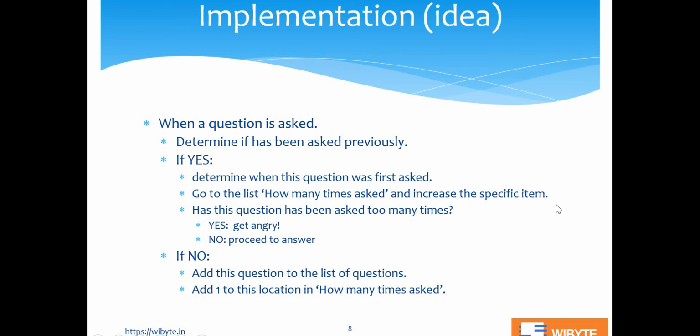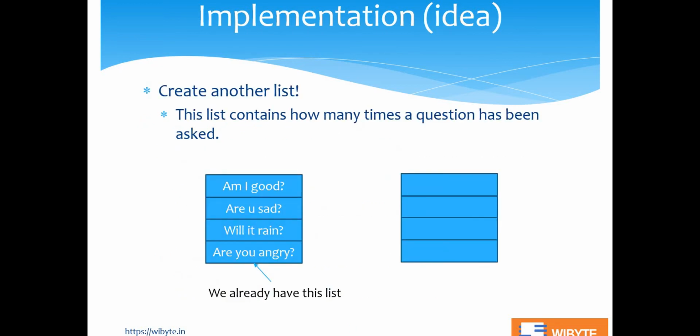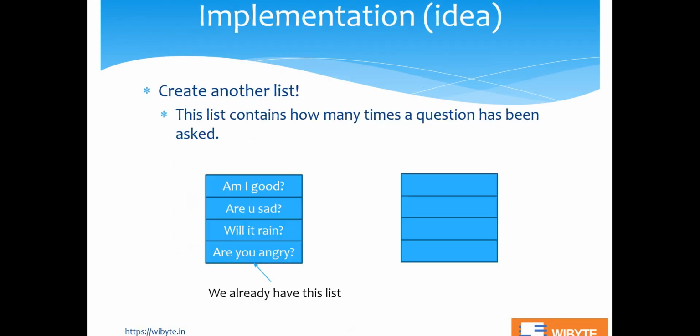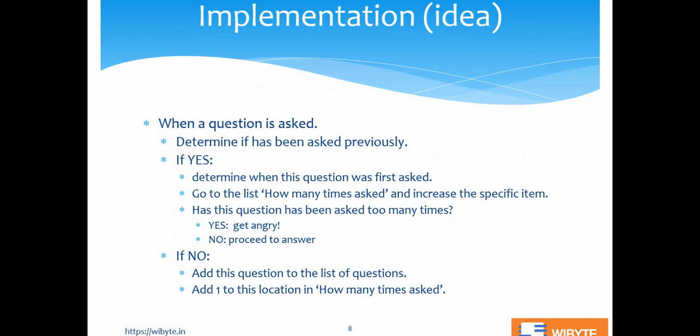Because remember, we have to be careful on which element we are increasing in that list. It is exactly as this table, right? Remember this table here, we have to be very clear on where we put this extra number, right? So now we go and increase the specific item. Then we determine if this question has been asked too many times, right? Now too many times could be 2, could be 3, whatever. If yes, then we get angry. If no, we just proceed to answer as usual, right?